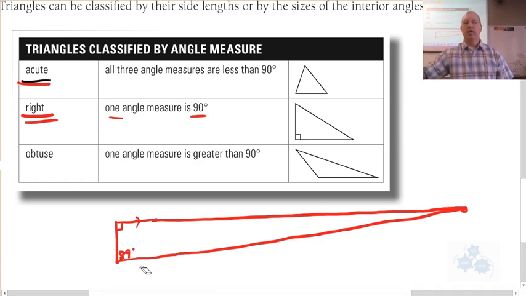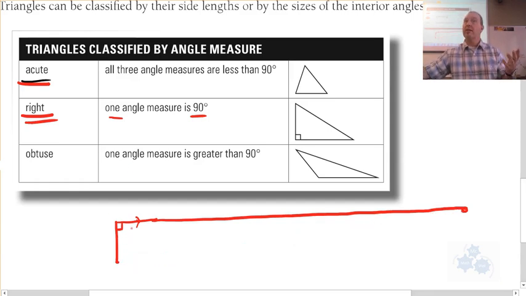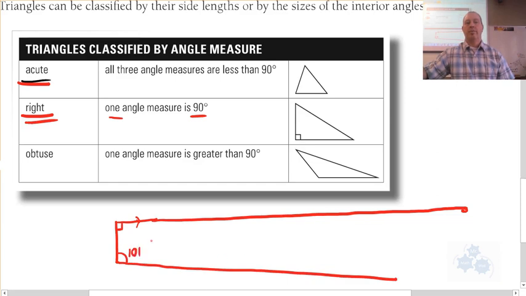Now, you could probably see, and this leads into the next one, but we could not have a triangle that has a 90 degree and another angle that's greater than 90 degrees. You see that? If this was, let's say, 101, then it'll never be a closed figure. They're diverging away from each other. They will never meet. So that leads us to obtuse. An obtuse triangle has 1 angle measure greater than 90, and that's possible, as is shown in this sketch right here. So an obtuse triangle must have 1 angle that's greater than 90 and 2 angles that are what?